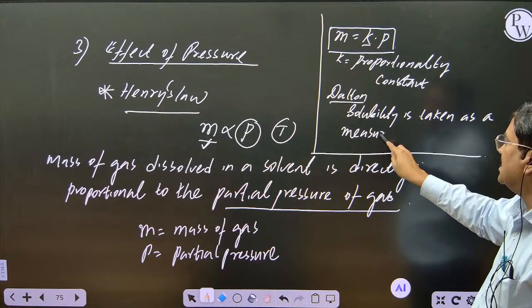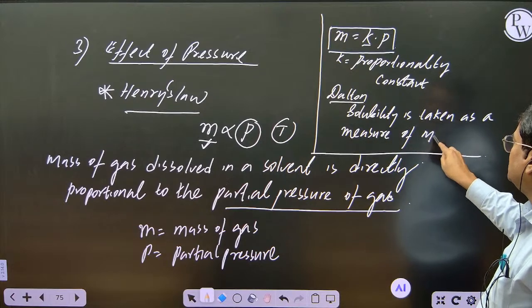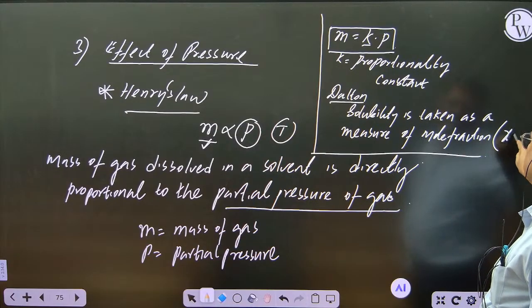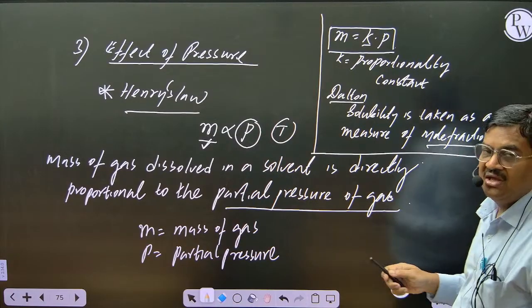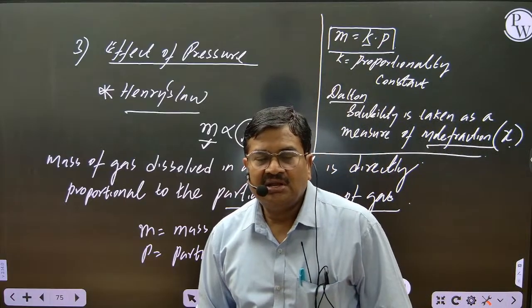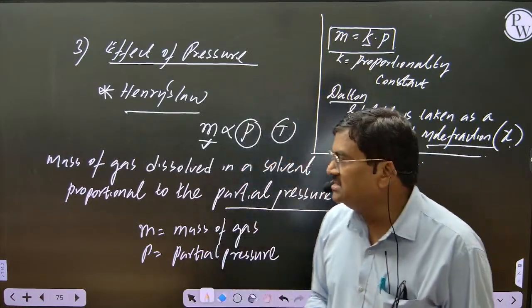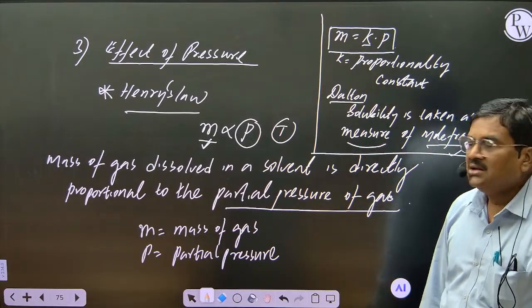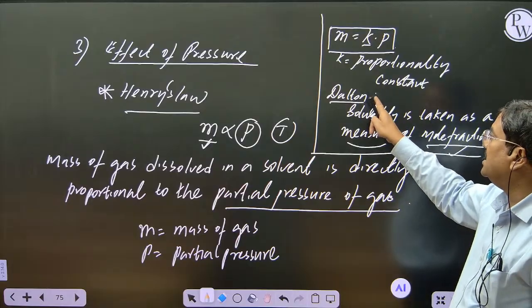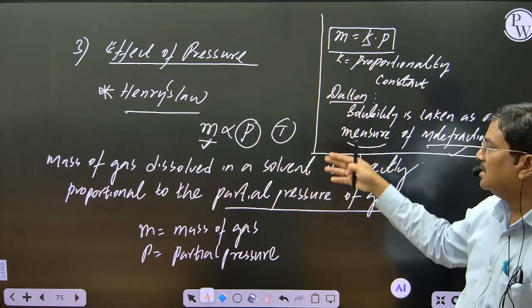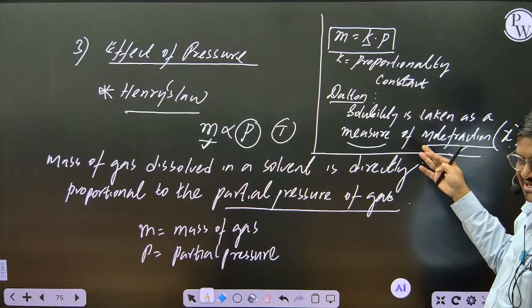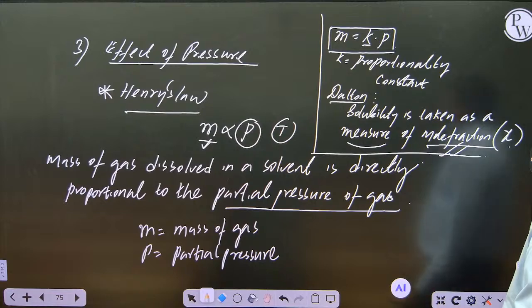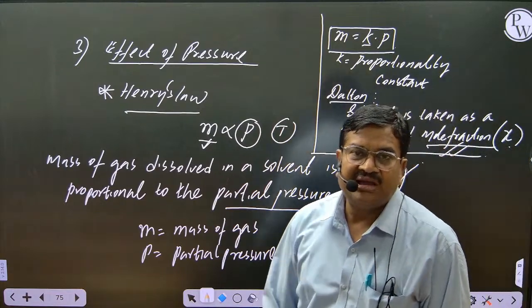You are familiar from the last class. Mole fraction is shown by the symbol of what? Chi. What is the symbol of mole fraction? The mole solubility: how much amount of gas is dissolved, that is solubility. It is taken as a measure of mole fraction. So according to Dalton, later Dalton is a student of Henry. What Dalton said is that the amount of gas dissolved in unit mass of solvent is taken as a measure of mole fraction. Mole fraction is shown with the symbol what? Chi.